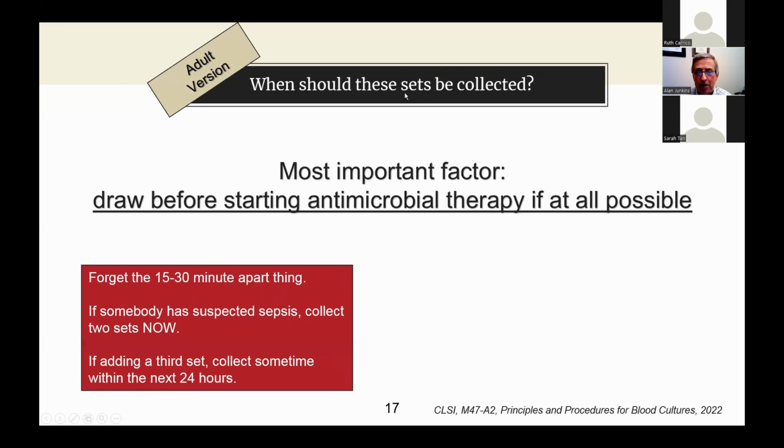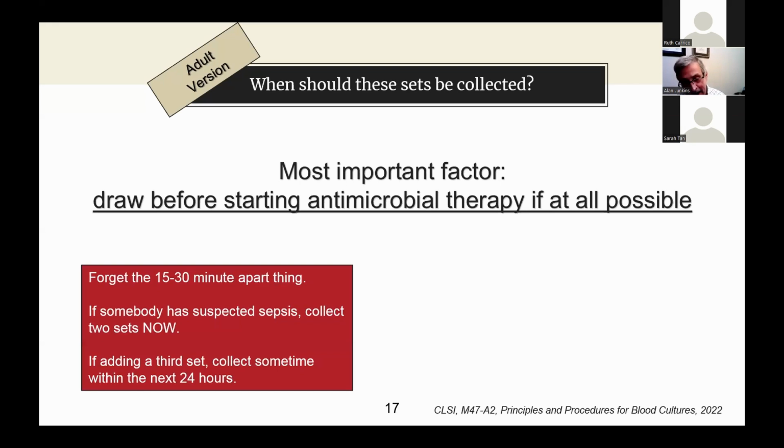The most important factor as far as when you should collect blood cultures is to draw before you start antimicrobial therapy. If at all possible, do it before you start therapy. We want the bugs in the bottle without any antibiotics. Now, there have been all kinds of rules out there over decades about 15 to 30 minutes apart or an hour apart or whatever. Forget all that. That's completely unimportant, okay? If somebody has suspected sepsis, collect 2 sets right now and then start therapy. That's ideally what you want to do.